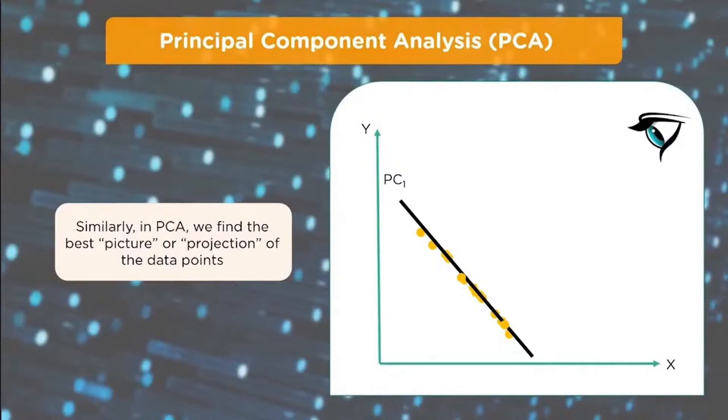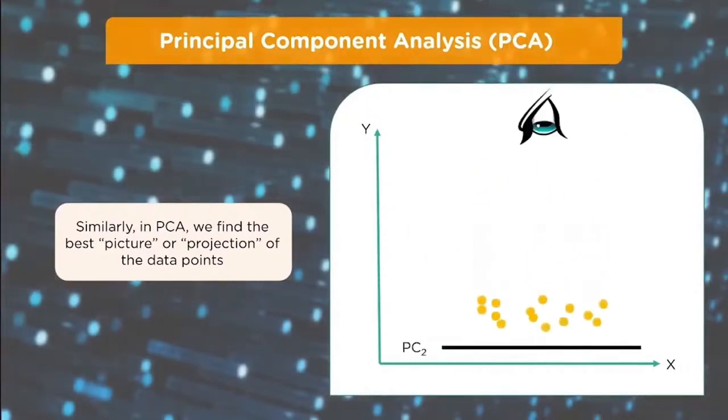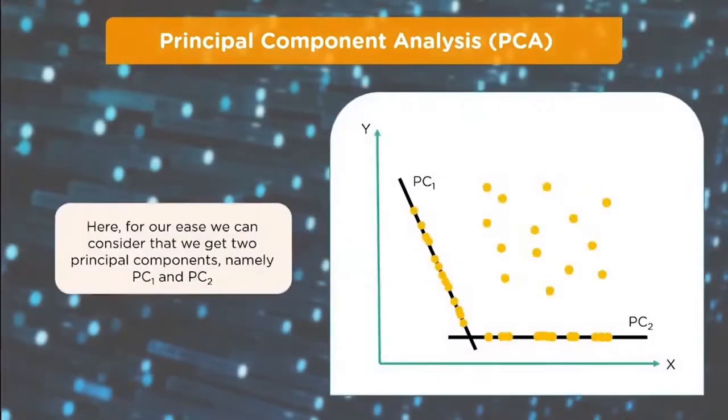So what we want to do is find the best view. In this case, we're just looking at the XY. We look down at it and we have our second idea, PC2. Again, we're looking at the XY, this time from a different direction. Here, for our ease, we can consider that we get 2 principal components, namely PC1 and PC2.